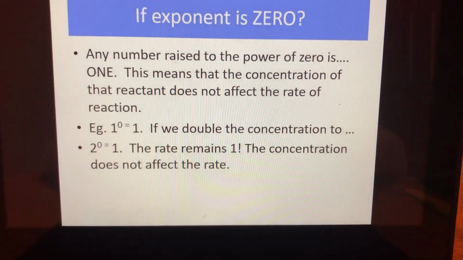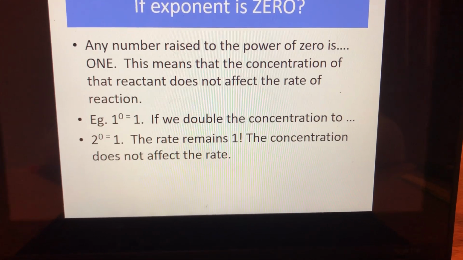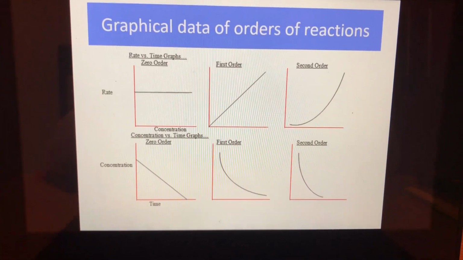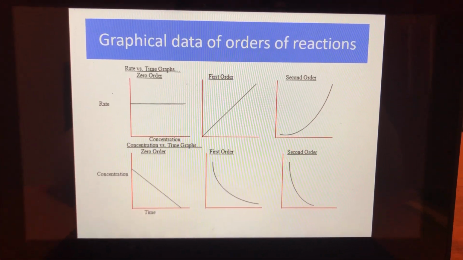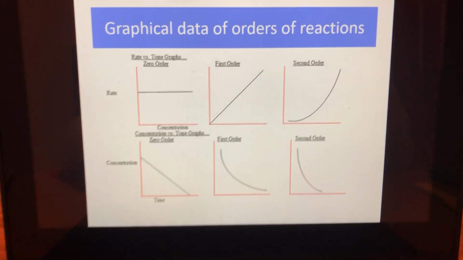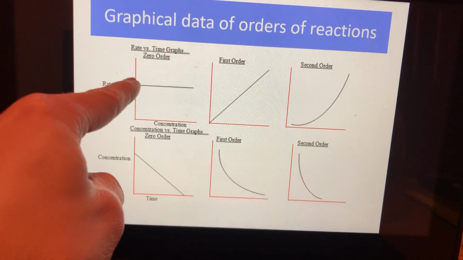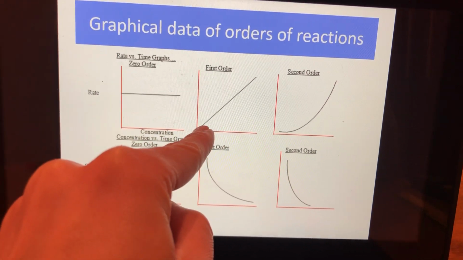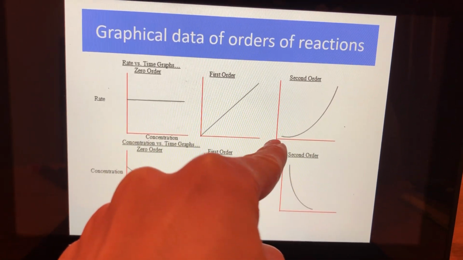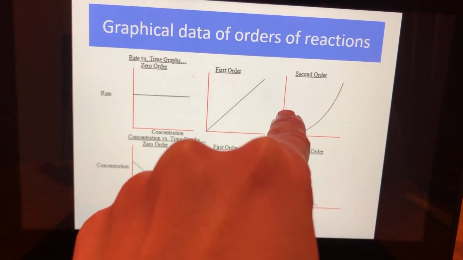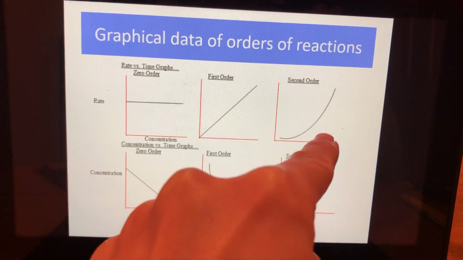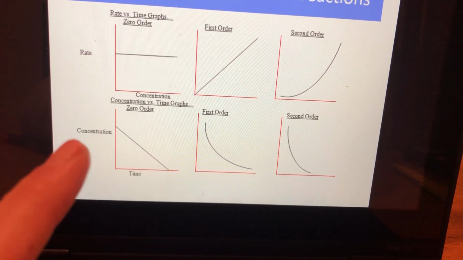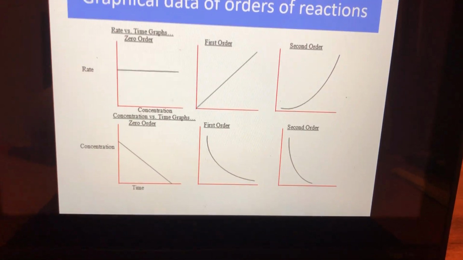Whenever something is raised to an exponent of 0, it just means that the concentration does not affect the rate, because anything raised to an exponent of 0 is equal to 1. So here's just showing you graphical data based on the order. When it's 0 order, as you can see in the first graph here, the concentration of the reactant does not affect the rate of the reaction. When it's first order, it's directly proportional. And when it's second order, this is the relationship between the concentration of that reactant and the rate, so it's exponentially growing. And then the graphs below are showing you the concentration versus the time of each reactant.